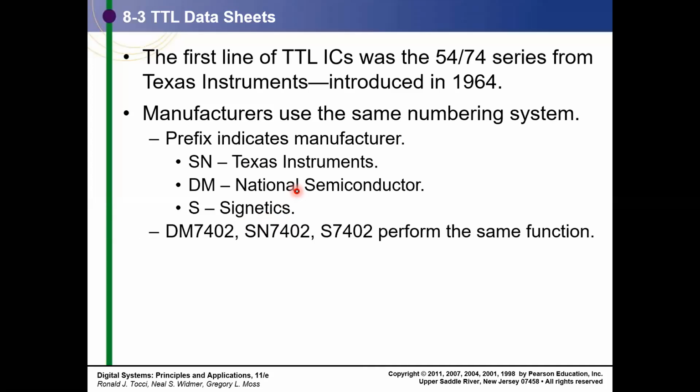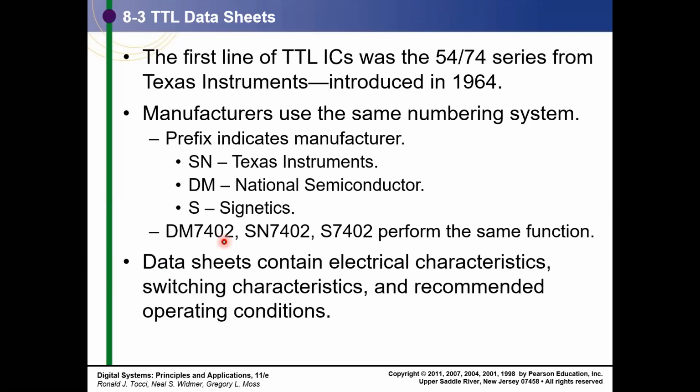So you will see devices like DM7402. What does it mean? It has been manufactured by National Semiconductor. 74 means TTL commercial series, and 02 is the number. 02 is a NOR gate. Similarly, SN means Texas, and this one is from Signetics. You will see all the other digits are the same and they perform the same function. And I believe they even have pin compatibility.